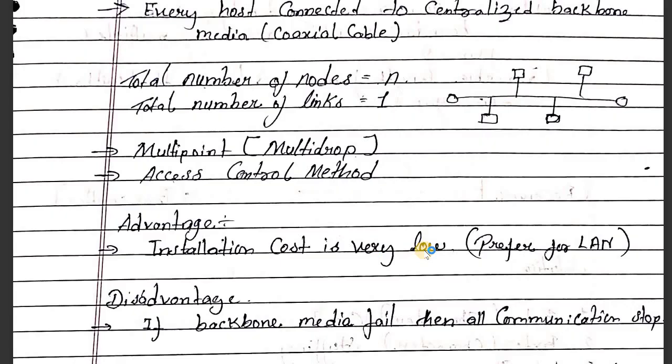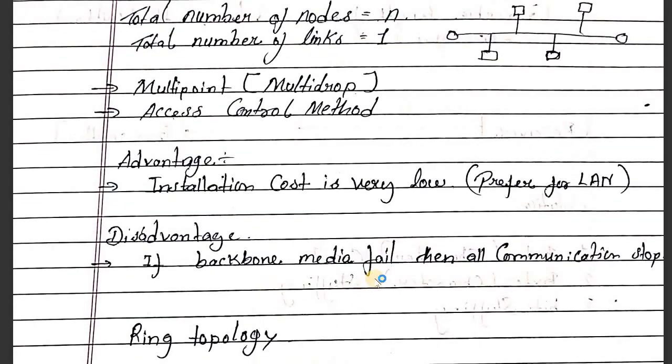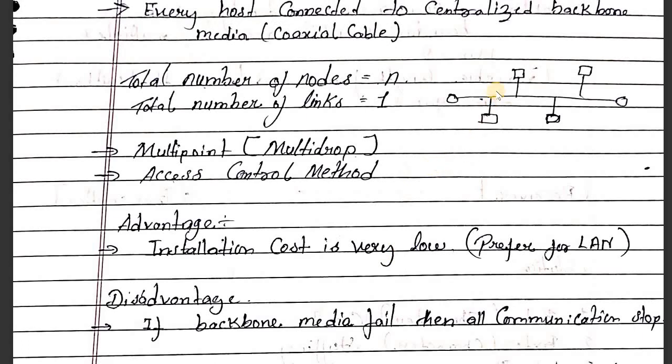Advantage: the installation cost is very low, because there is one central backbone coaxial cable in which data is transferred, and from that cable the other nodes access the data. The disadvantage of this topology is that if the backbone medium, the main centralized cable, gets broken or damaged, then the connection will be lost.